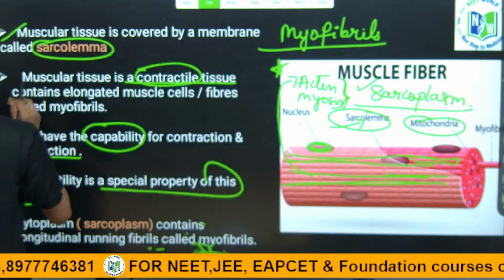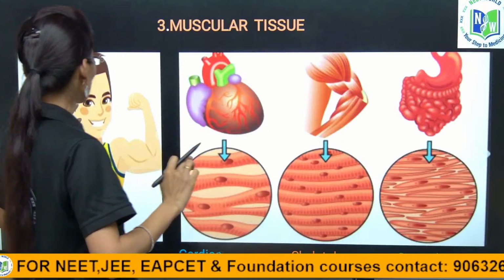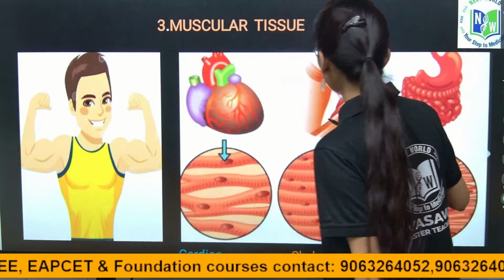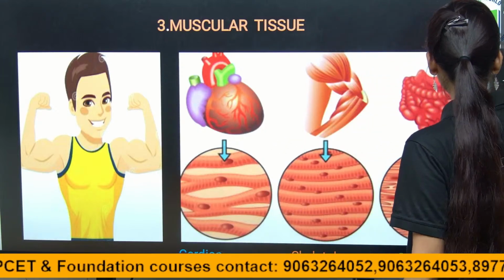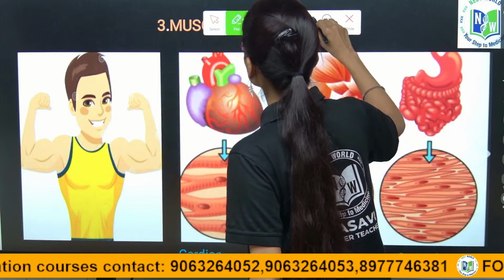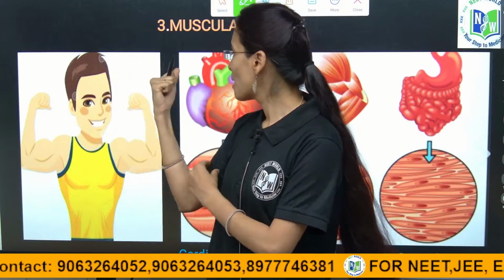Now we will look into the types of muscle tissues. See here, the cutest and interesting picture of this boy. What is he doing actually there, students? Children, what activity is this particular boy performing? He is strengthening his muscles, right? He is just strengthening his muscles.